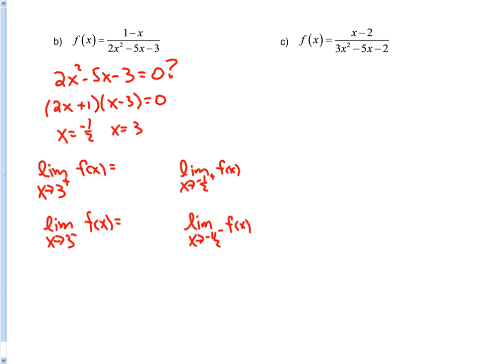Okay. For example, let's look at the situation where we're approaching 3 from the right. We're a little bit bigger than 3. If we take that and put it up here, 1 minus something a little bit bigger than 3 is going to be a negative value all the time. So here we're going to have a negative value in the numerator. And it's going to be somewhere close to negative 2. And my numerator is going to be approaching negative 2.